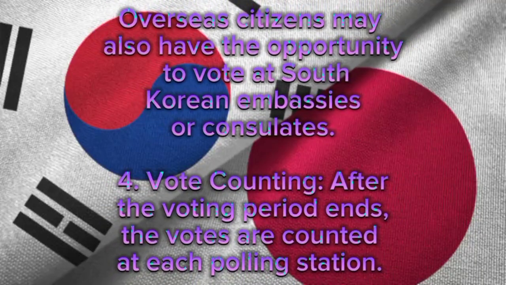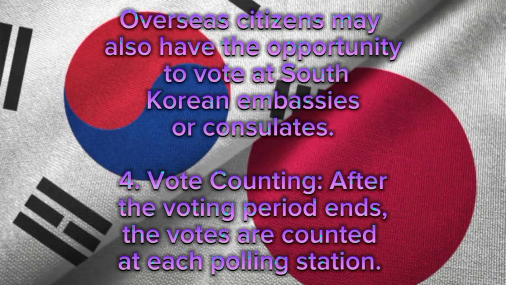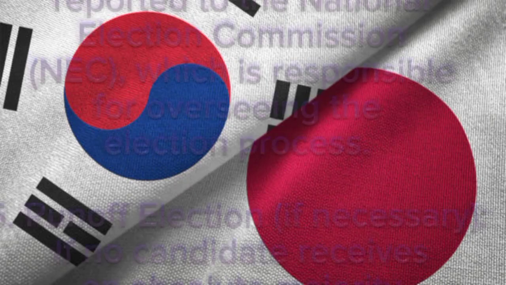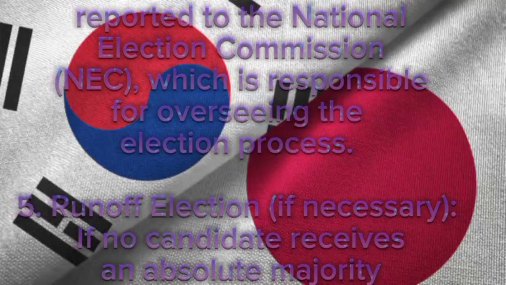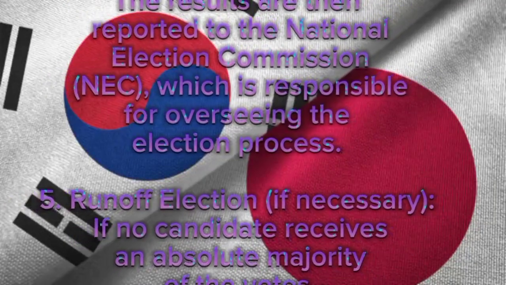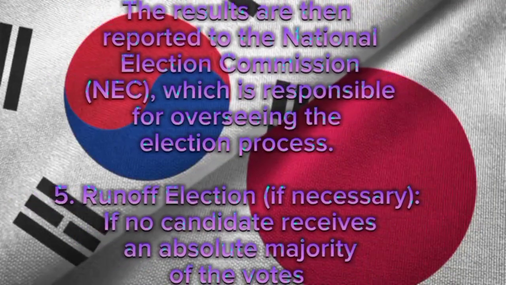4. Vote counting. After the voting period ends, the votes are counted at each polling station. The results are then reported to the National Election Commission (NEC), which is responsible for overseeing the election process.